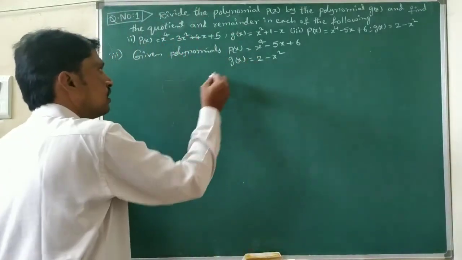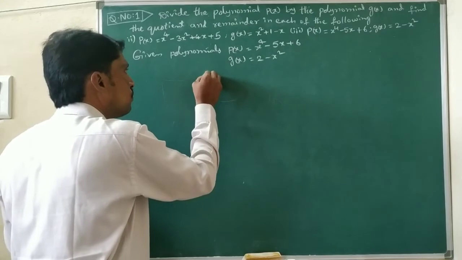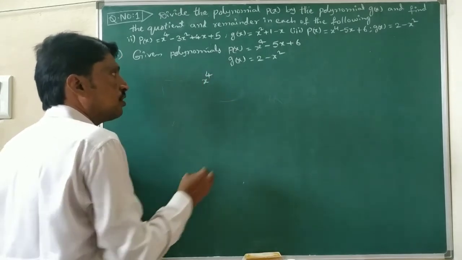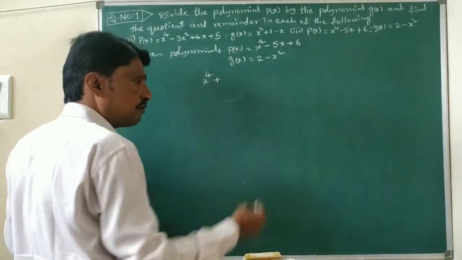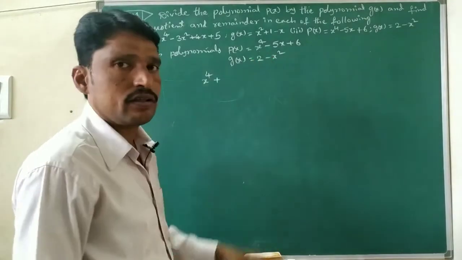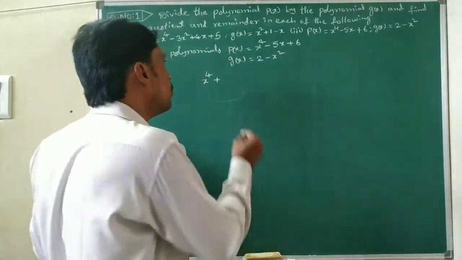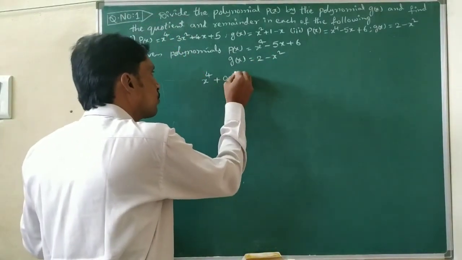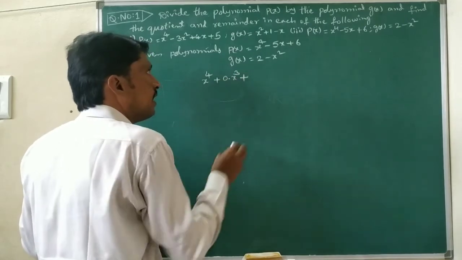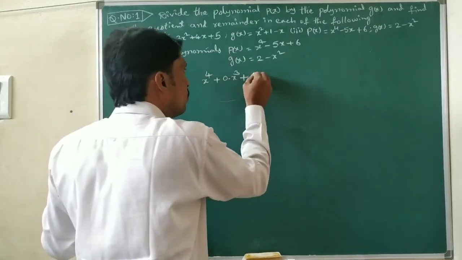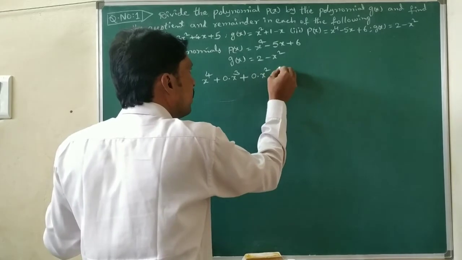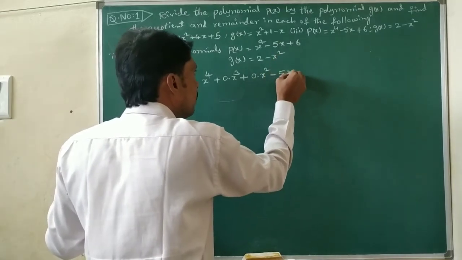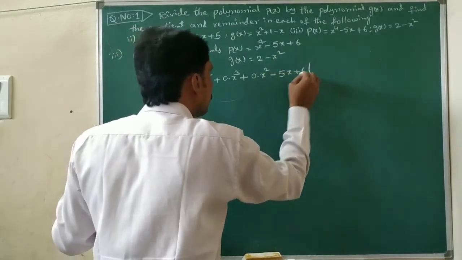So first we can take the dividend. So highest power x power 4. Then next x cube term we need. X cube term here missing term, you can take 0 into that one. 0 into x cube plus x square term also missing, means 0 into x square minus x term it is there, minus 5x plus 6.